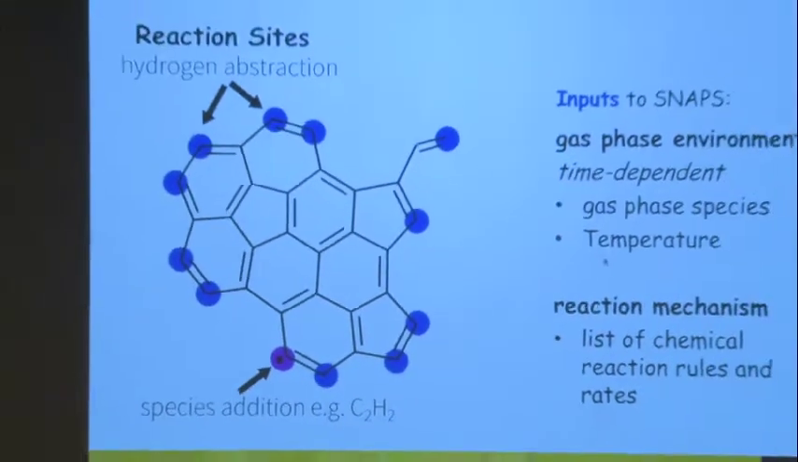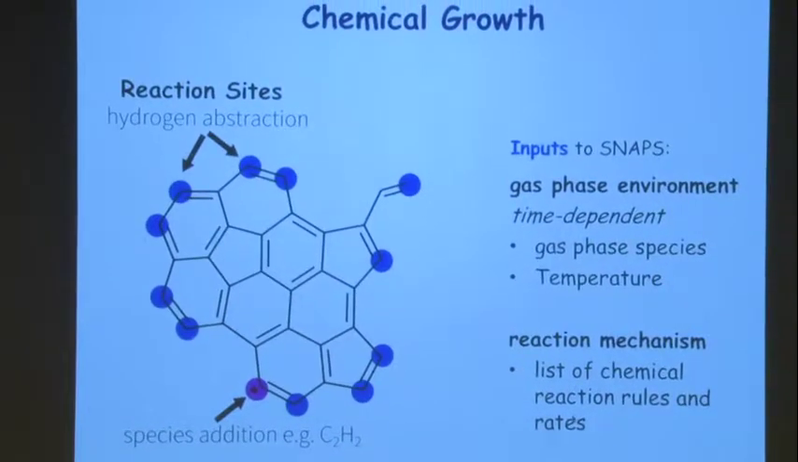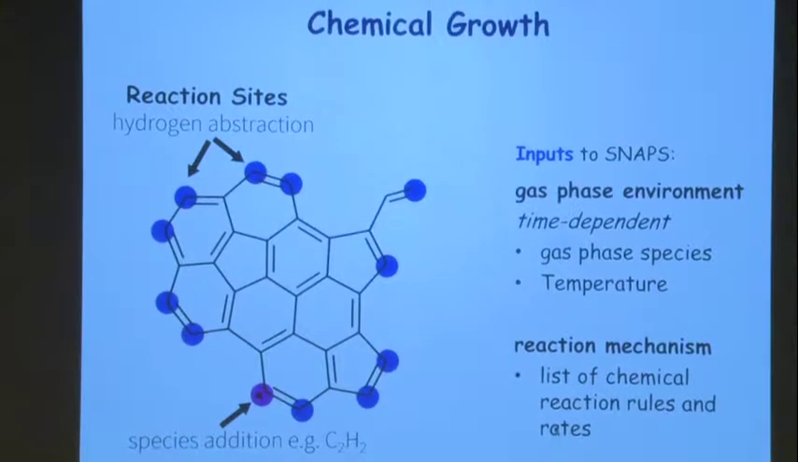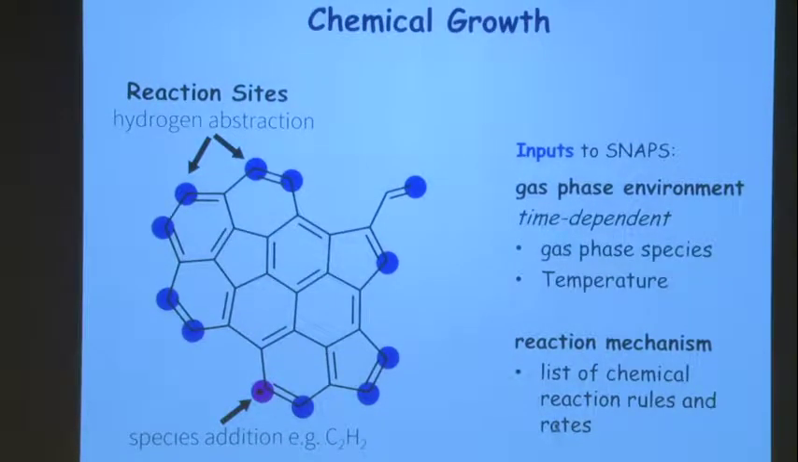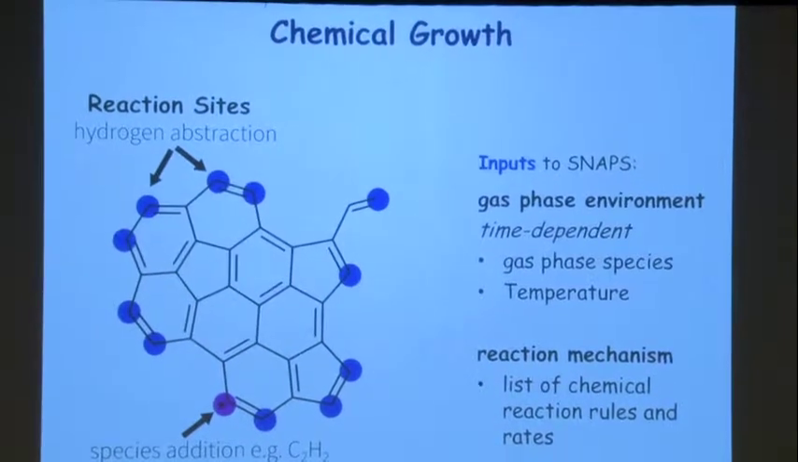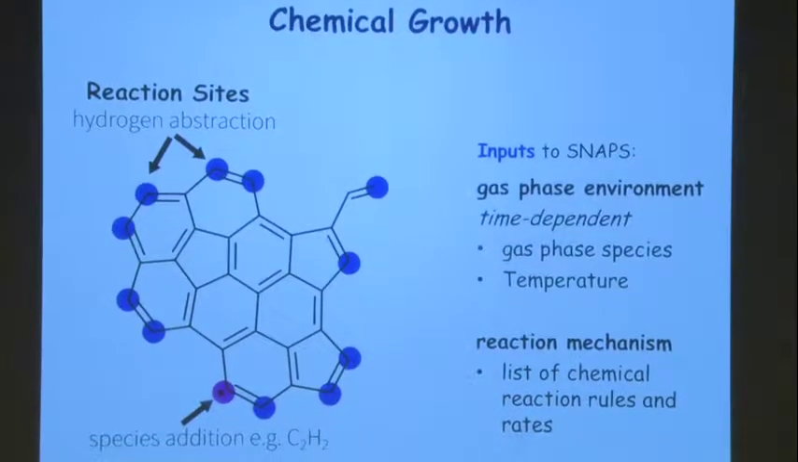And again, as a gas phase species, I have the gas phase, I have the temperature, and I need a list of the reaction rules and rates. So one of the tricky parts is also to translate the reaction, that is, I know, benzene plus acetylene, into something that could be read by the code.